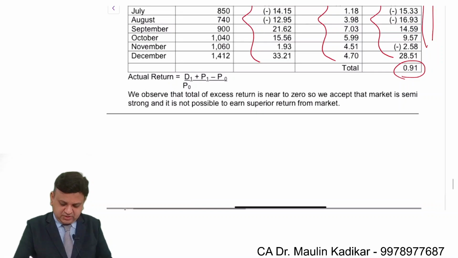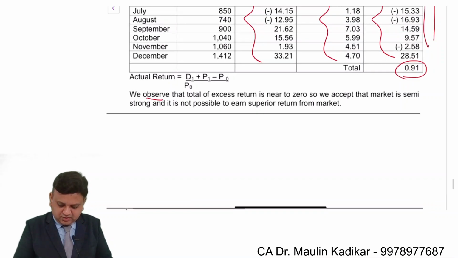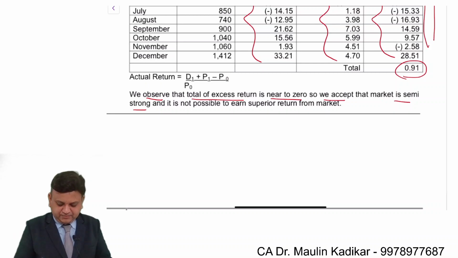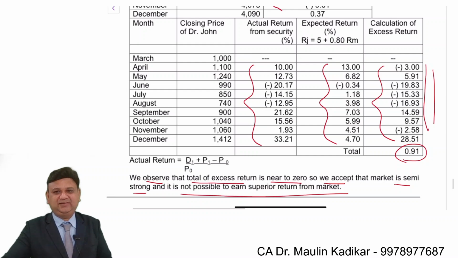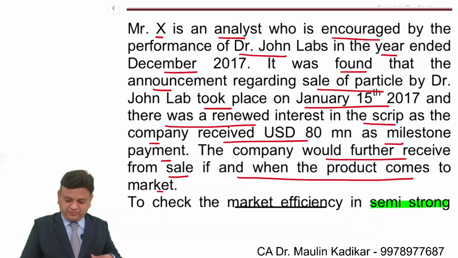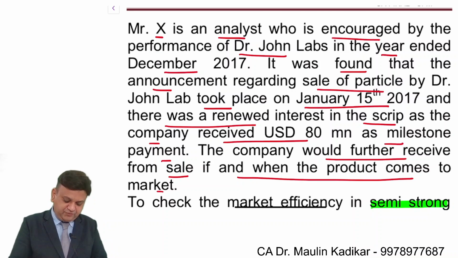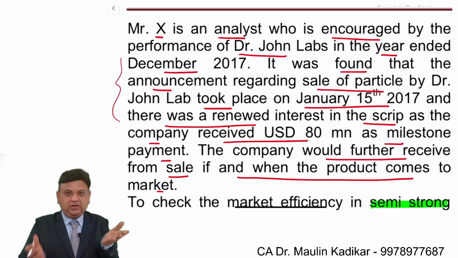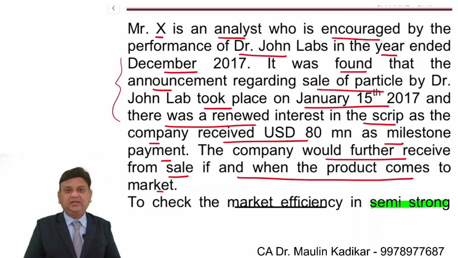So let's say over here, we observe that the total excess return is near to zero. So we accept that the market is semi-strong and it is not possible to earn superior return from the market. So this is the way we are required to test whether the market is in weak form, that is, a semi-strong form of market efficiency. And whatever information you take as a base for making this kind of prediction is not going to make sense. That is what we understand.